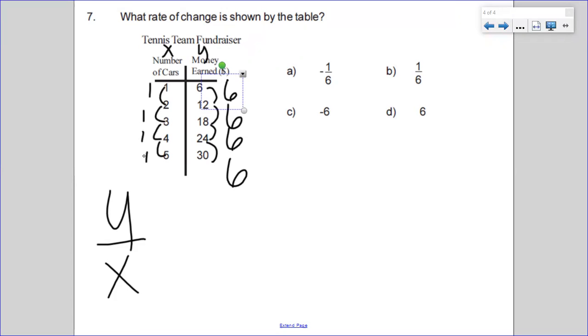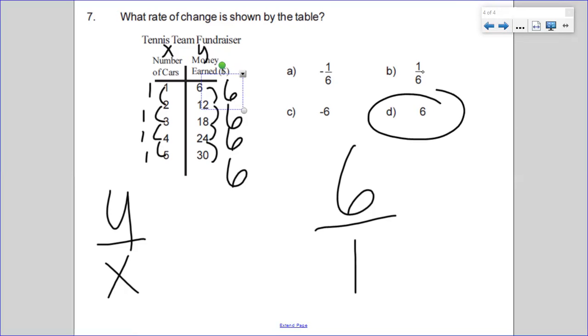Guess what the most popular wrong answer was? B, 1 over 6, because you forgot that it needed to be Y over X. And so when we look at that, Y over X, change in Y is 6, change in X is 1. The answer is D. All right, that's the top 3 from this week, you guys.